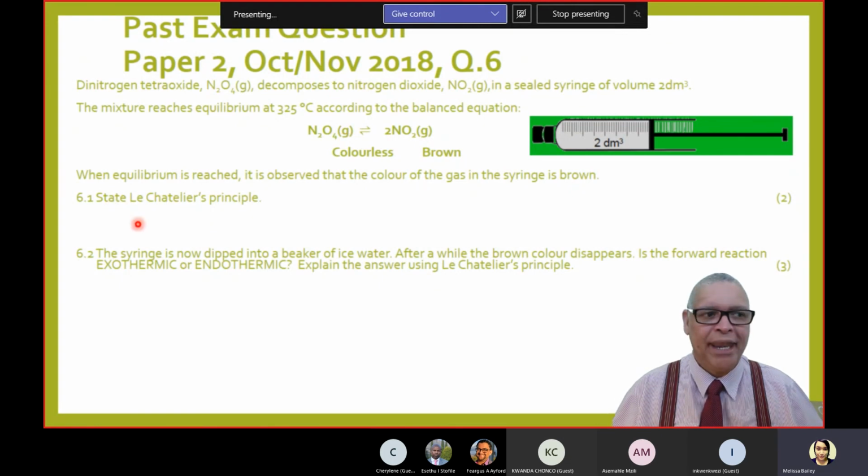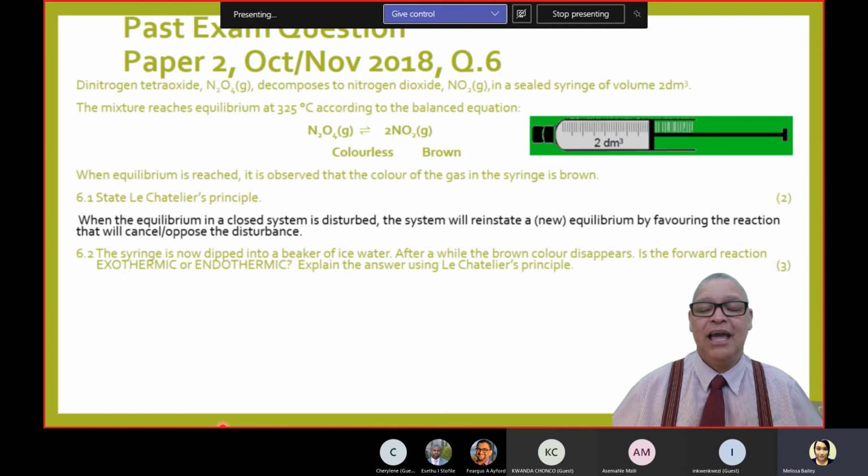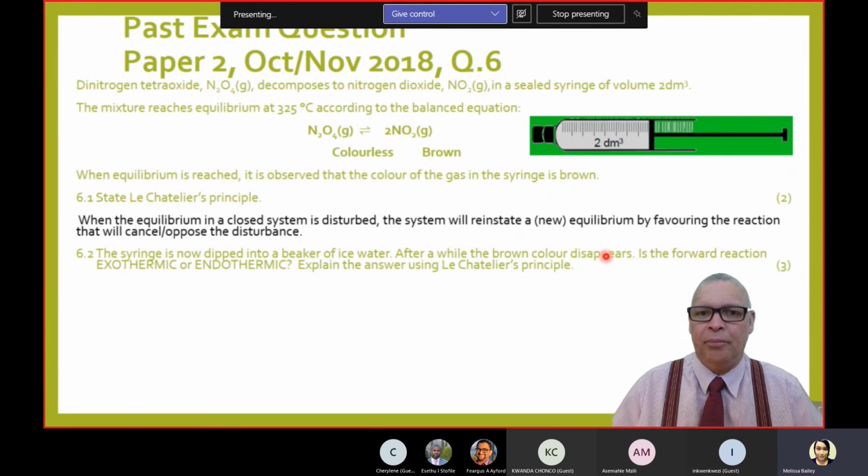Now question 6.1 says, state Le Chatelier's principle. Here's the definition that should appear, and this definition is found in the examination guidelines. The correct definition is this. When the equilibrium in a closed system is disturbed, the system will reinstate a new equilibrium by favoring the reaction that will cancel or oppose that disturbance. That's a very important definition.